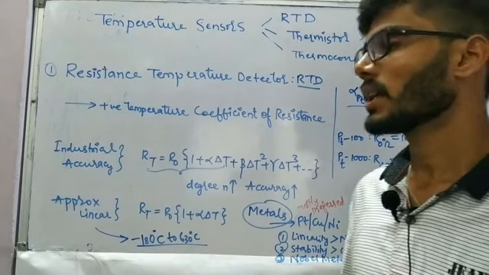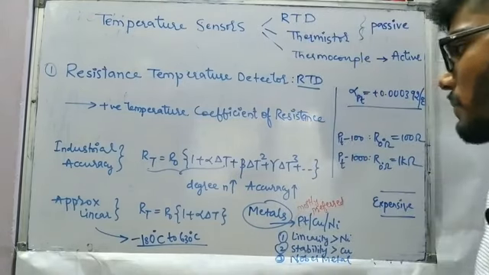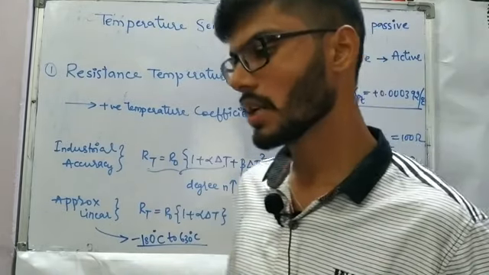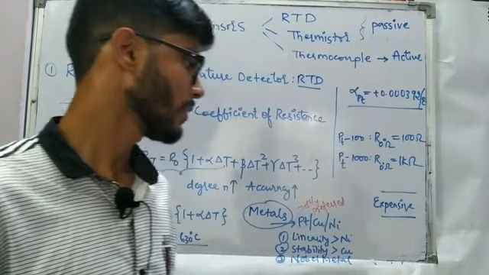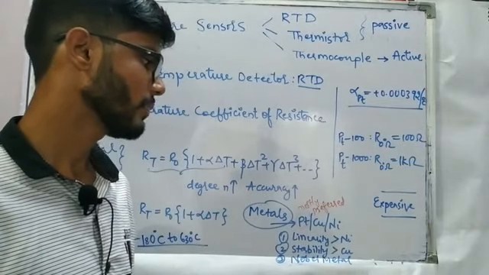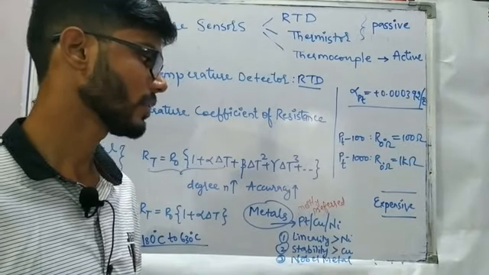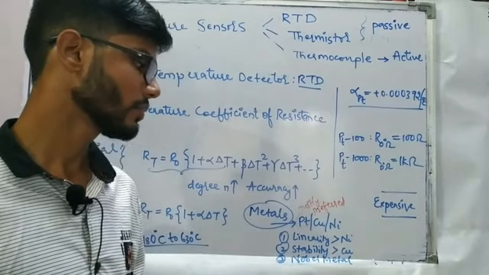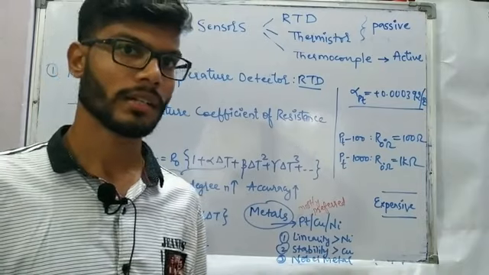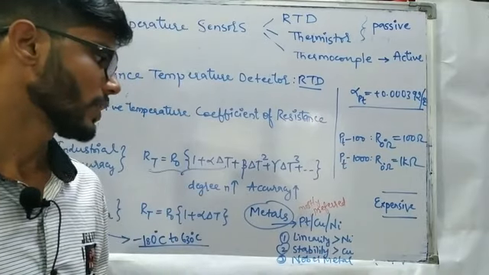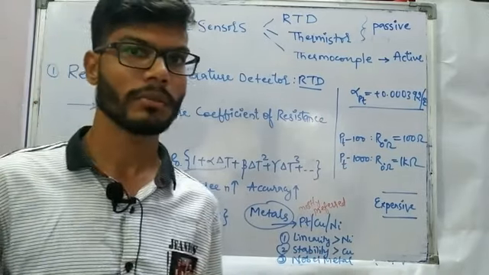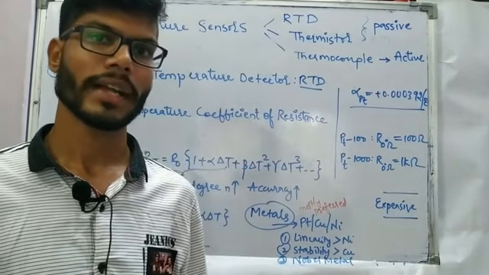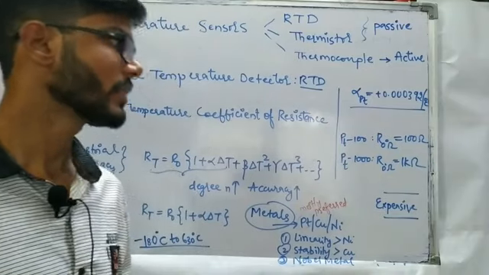And RTDs are mainly made up of three different types of metals: platinum, copper and nickel, out of which we are preferring platinum from the industrial point of view. Why? Because it has more linearity than the other metal, nickel, and also it has higher stability at greater temperatures than copper, and also it is a noble metal, so we have the advantage that it is not going to react chemically with our measurand.